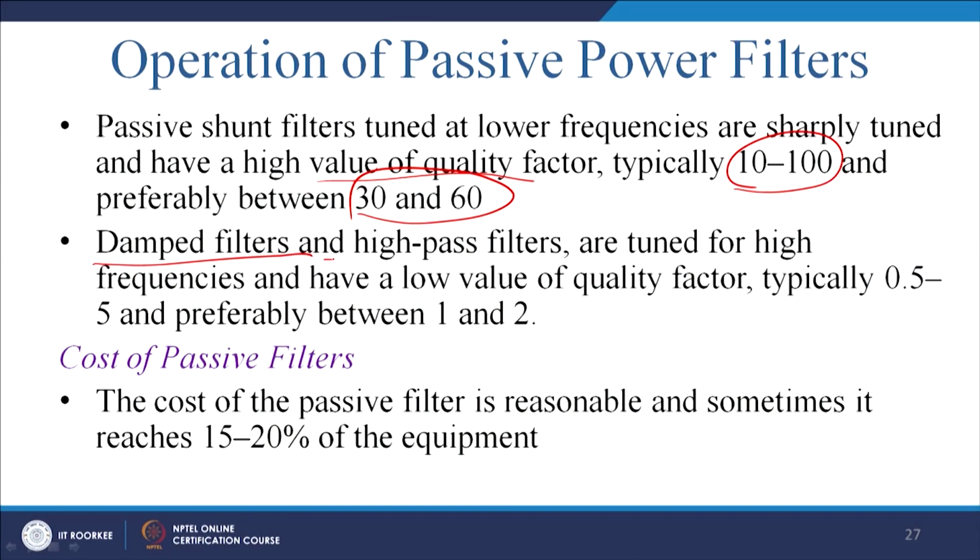It is all required when you are connected to the grid connected system. So, damped filters and the design of the high pass filters are tuned for the high frequencies and have low value of the Q factors. Essentially, you have R and C. So, your value of the quality, it is essentially a damping. So, you have a term of e to the power minus t by tau, where tau equal to RC. So, essentially it will have a damp.